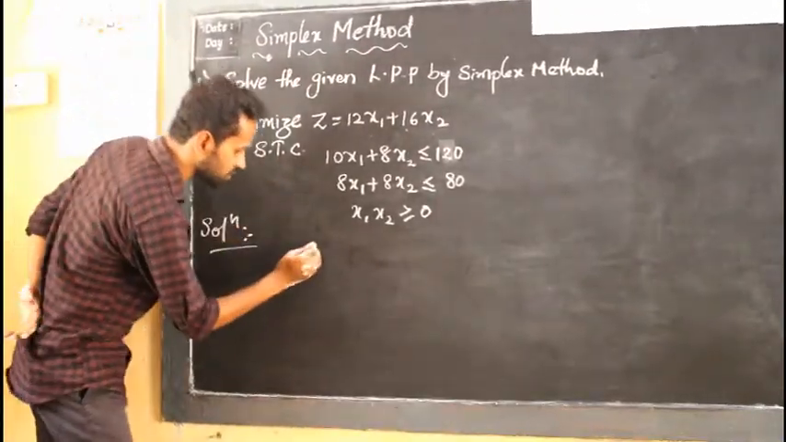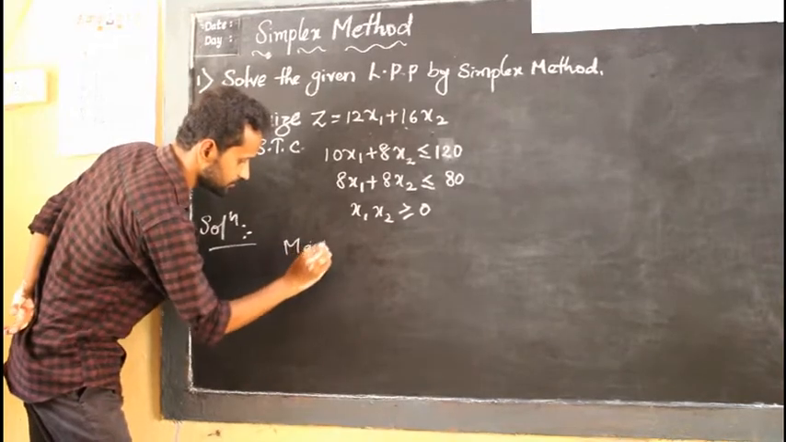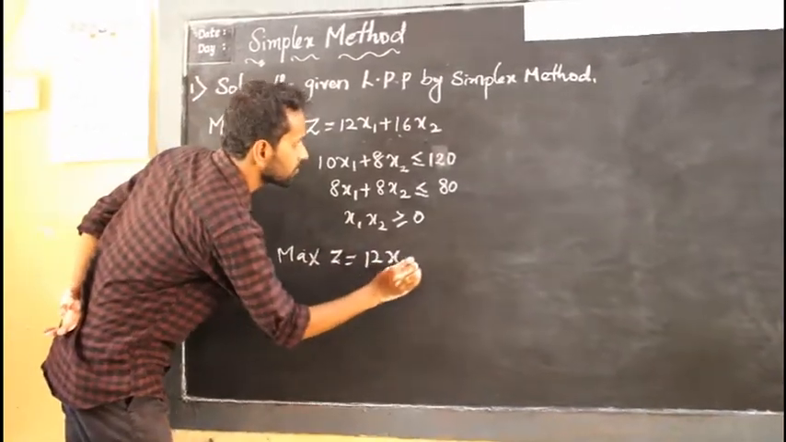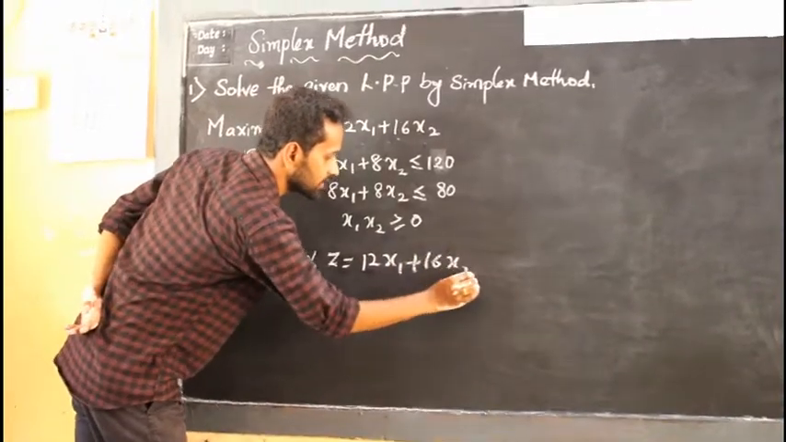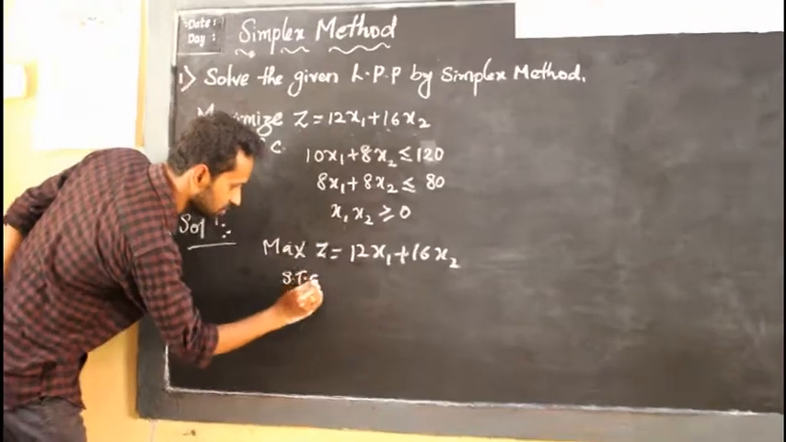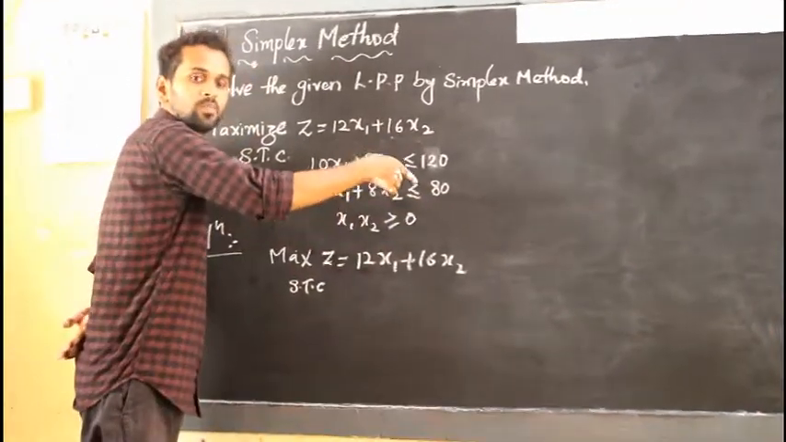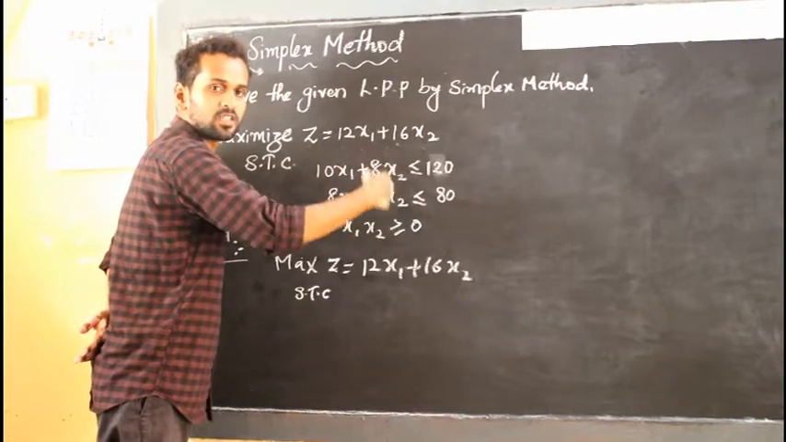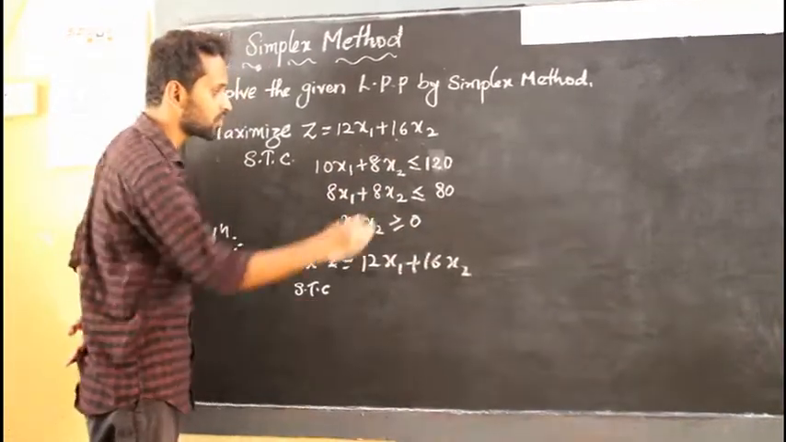Let us consider the objective function, maximum z equal to 12x1 plus 16x2 as it is. I have written it. So now I change the subject to constraints. Look, my subject to constraints are called inequalities. My main intention is to change inequalities to equalities. That is, I have to convert them to equations. So how to convert them to equations?